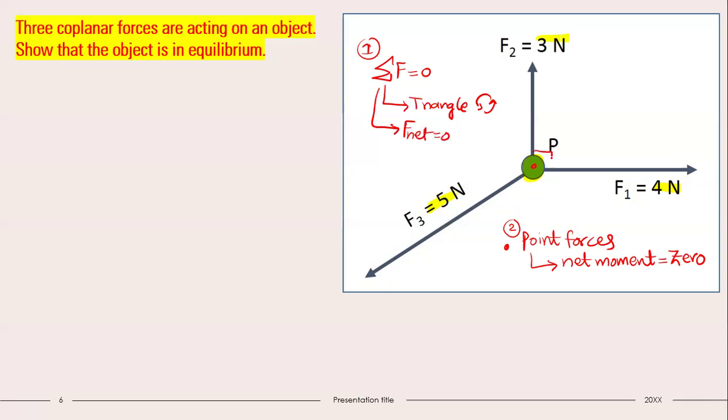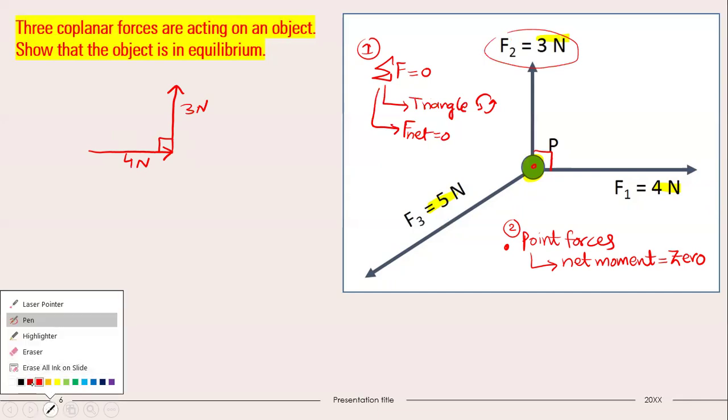So the easier way is finding the resultant. Let me draw it over here. If I'm using the triangle method, this is 4 Newton, and then according to the head to tail rule, this F2 is being plotted over here, which is 3 Newton, and they are aligned at a 90-degree angle. So now we draw the resultant of these forces.